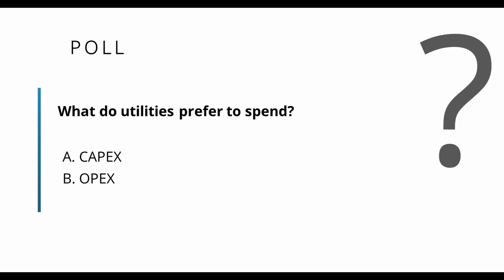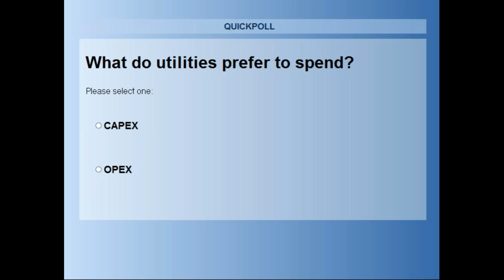So just a question, and everybody can answer this one: if you could spend $1 of capital or spend $1 of OpEx, what do you think utilities prefer to spend?